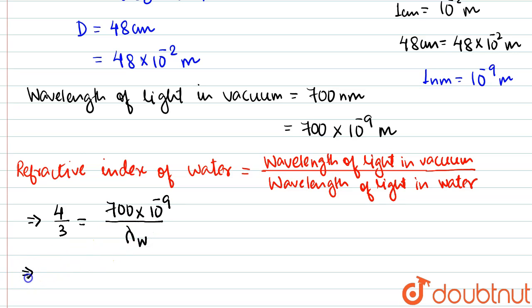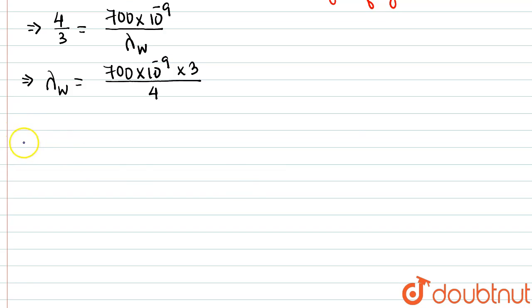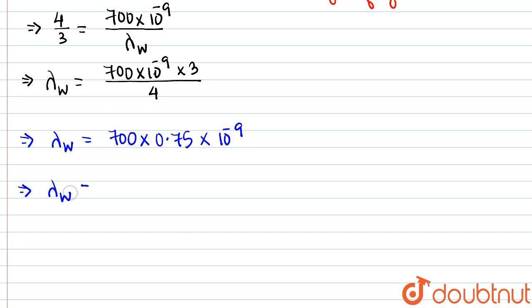From here we will be able to find out the wavelength of light in water, which is lambda w, to be equal to 700 times 10 to the power minus 9 times 3 divided by 4. Now we solve this and we find the wavelength of light in water to be equal to 700 times 0.75 multiplied by 10 to the power minus 9. So we have the wavelength to be equal to 525 times 10 to the power minus 9 meter.